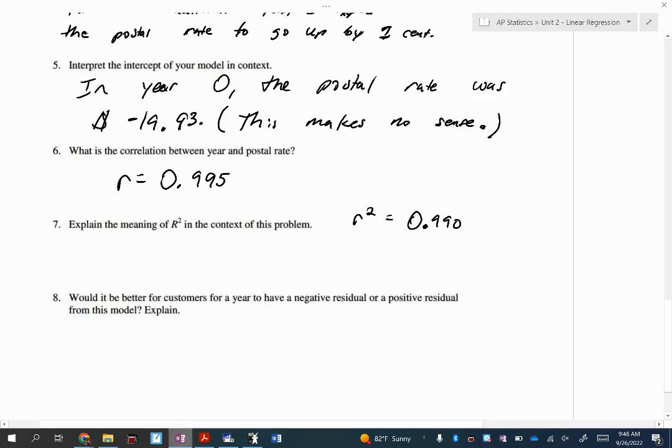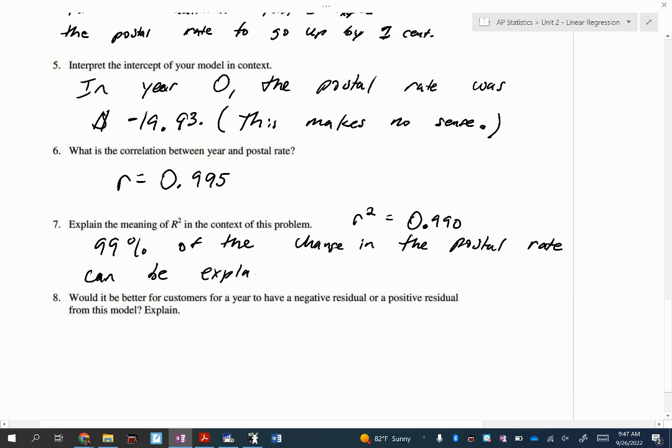All right, so we're going to say 99% of the change in the postal rate can be explained by the change in year. Guys, that's so close to 100% that I'm not even going to do that task of what we did with the flight example, where I was trying to think of what are other things that could drive the price of a flight. I mean, 99% is so close that there's really nothing else. It's just year that's going on here.